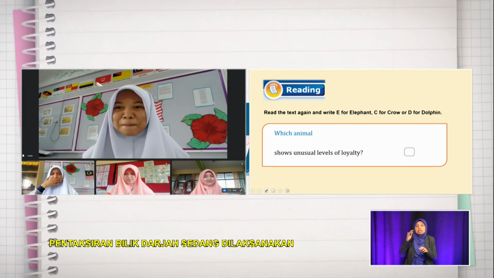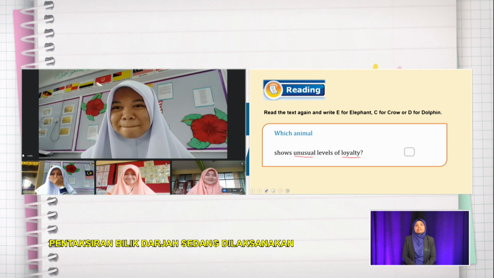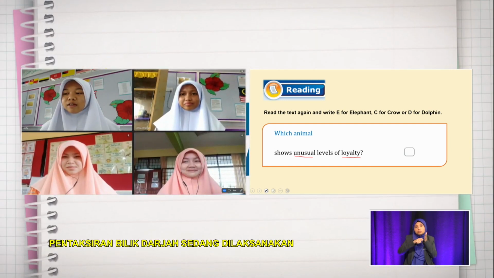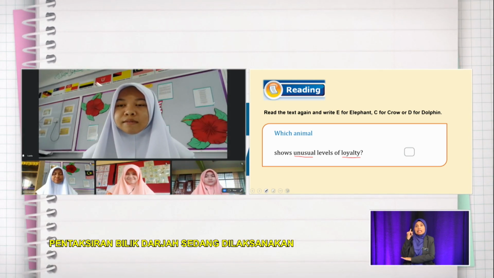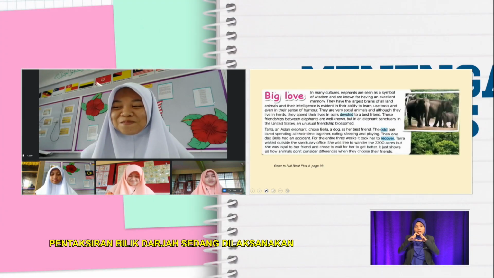Unusual and loyalty. All right, from which text can you find the similar keyword? It is in the text Big Love. Big love. So unusual and loyalty are related to big love. Okay, so where is the similar keyword?